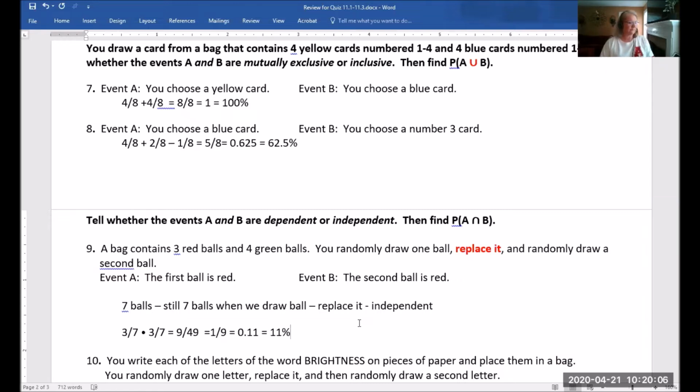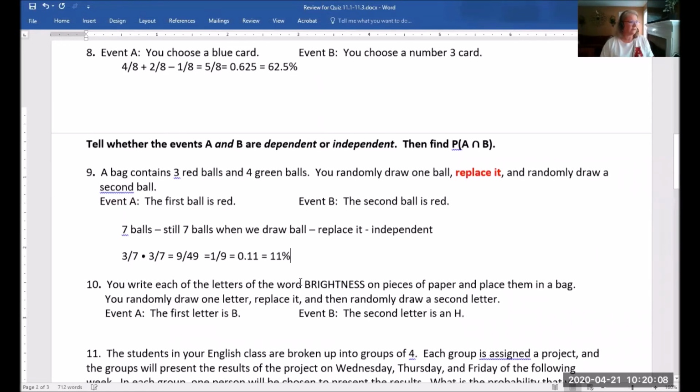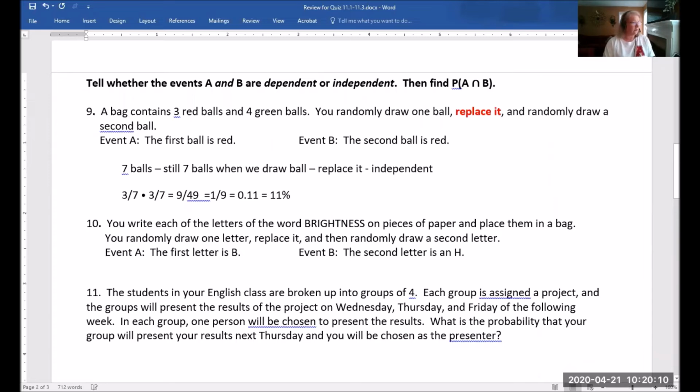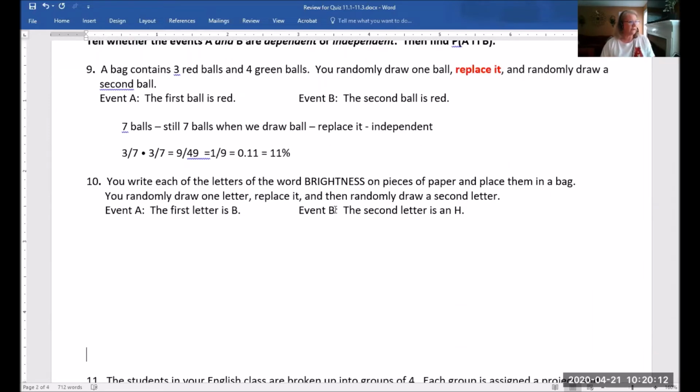Any questions? Okay, so let's go down here to the second one, number 10, okay? So on this one, it says you write each of the letters of the word brightness on a piece of paper, place them in a bag. You randomly draw one letter, replace it, then randomly draw another one. So question, is this one going to be dependent or independent?